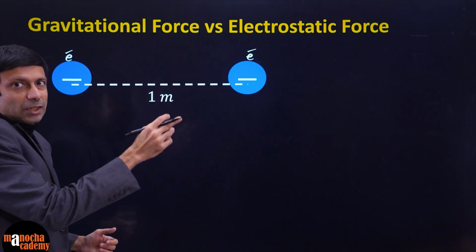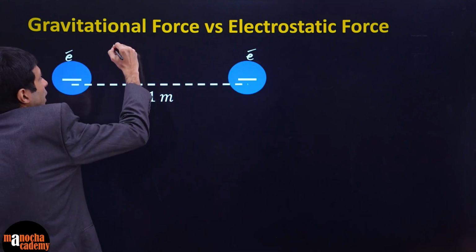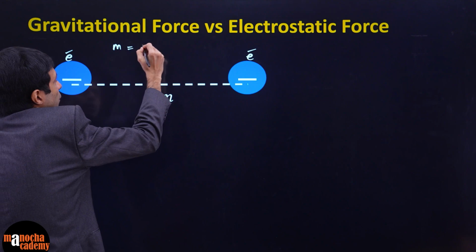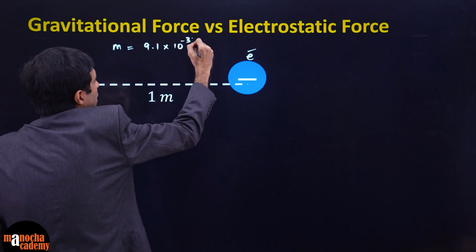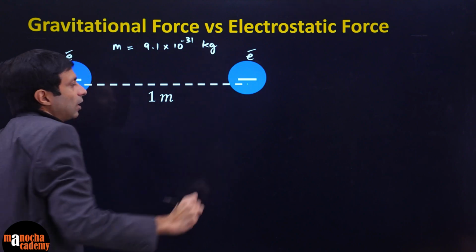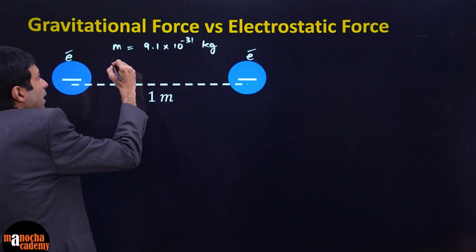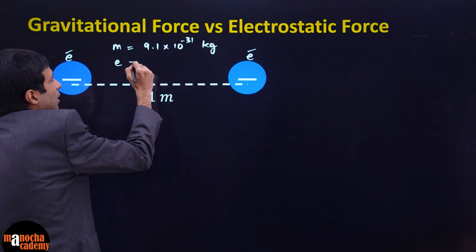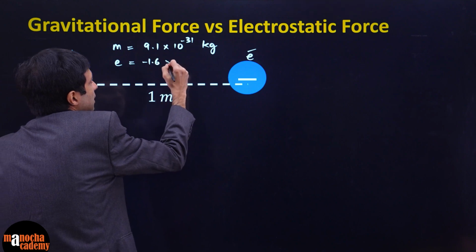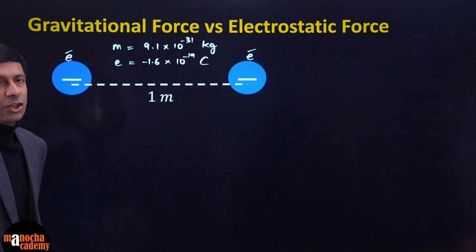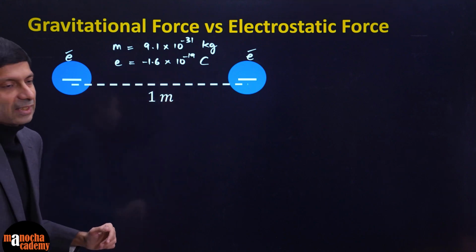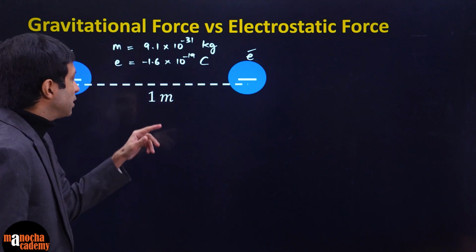Guys, do you know what is the mass of an electron? You can check it up, you should know this value. Mass of an electron is 9.1 times 10 to the power minus 31 kg. I'm taking all SI units to make it easy. And you know the charge of the electron is minus 1.6 times 10 to the power minus 19 Coulomb. That's the charge of the electron in SI units. And they're separated by a distance of 1 meter.